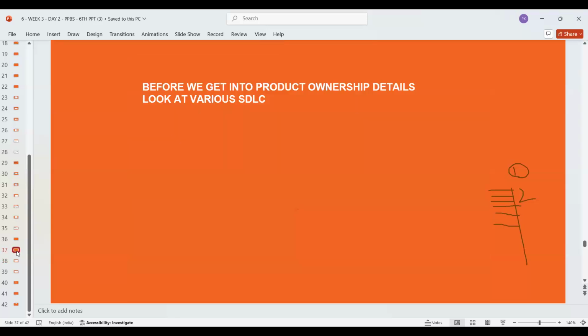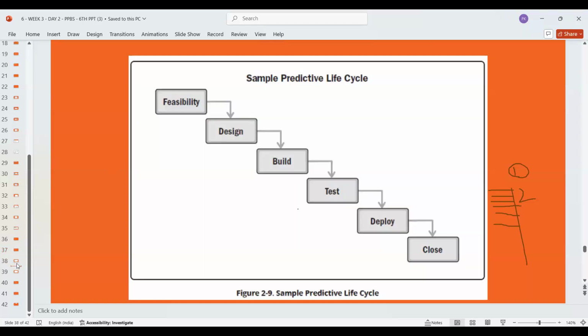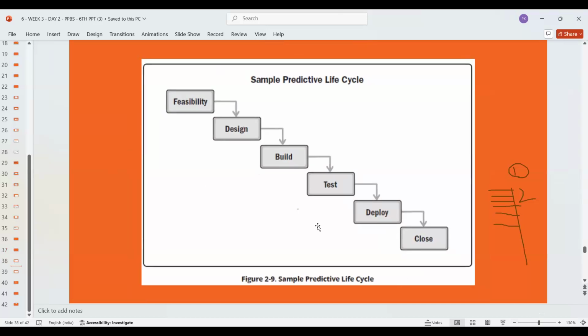So we are saying that before we get into further details, let's try to understand SDLC. SDLC stands for Software Development Life Cycle. So this is a sample of a typical, simple, easy to understand life cycle.